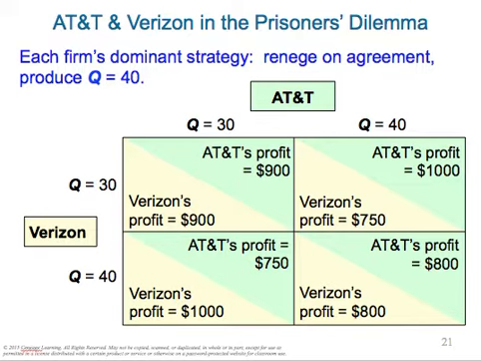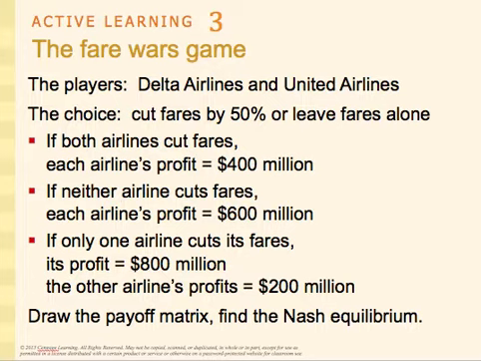Take a look at the chart. Verizon's choosing between 30 and 40. They're choosing between 900 and 1,000. They're choosing between 30 and 40. They're choosing between 750 and 800. They're always going to want more, so their dominant strategy in both scenarios is to produce 40. AT&T's choosing between making a profit of 900 and 1,000. They're choosing between making a profit of 750 and 800. In both scenarios, they're better off making 40, so their dominant strategy is to produce 40. When you have these two dominant strategies, they're going to end up down here, where they both produce 40 for those strategic reasons. All right, on to an activity.